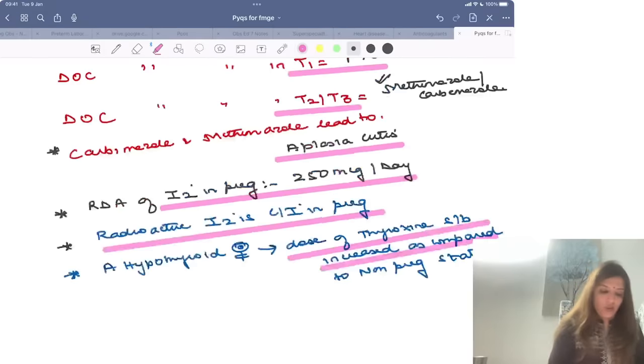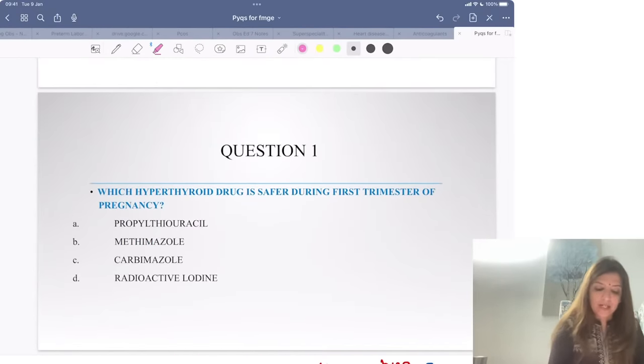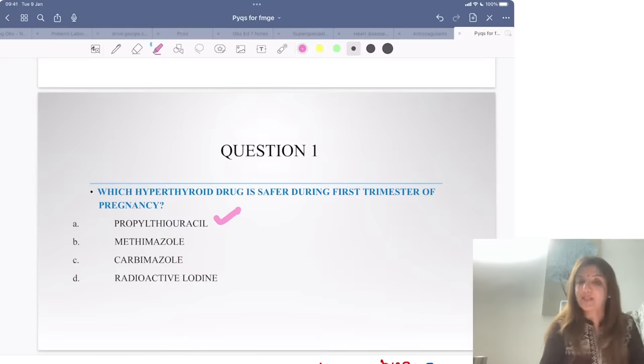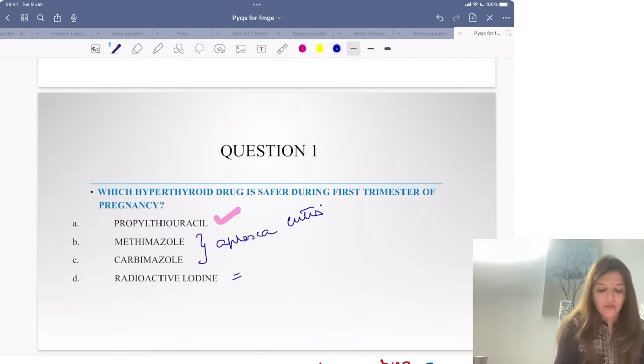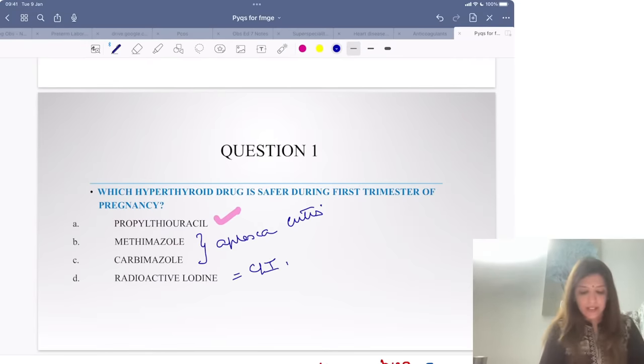So over here, your question was, which hyperthyroid drug is safer during first trimester? Propylthiouracil. Methimazole and carbimazole can lead to aplasia cutis. And radioactive iodine is contraindicated.